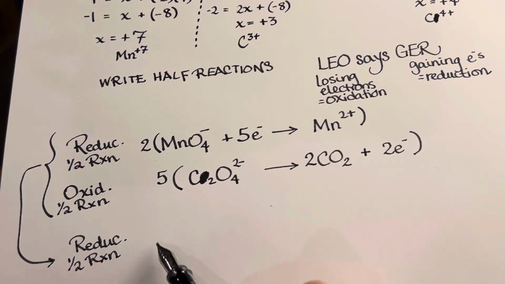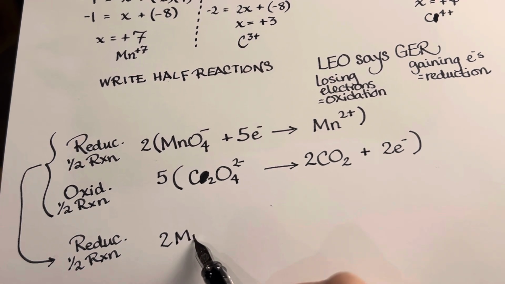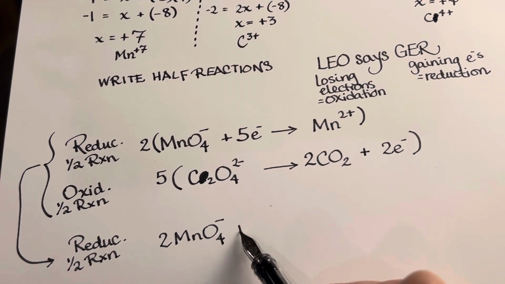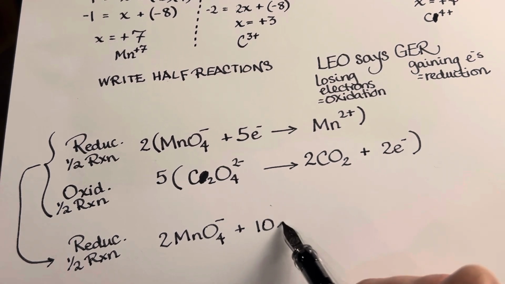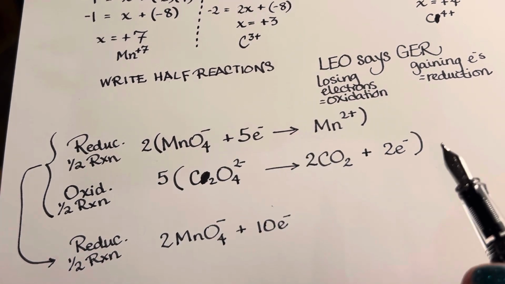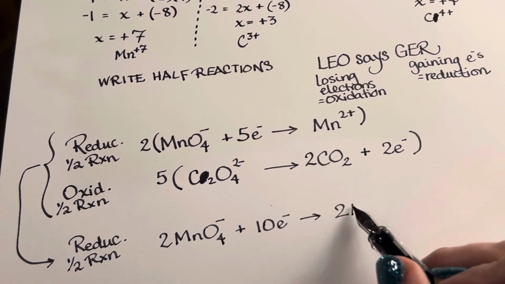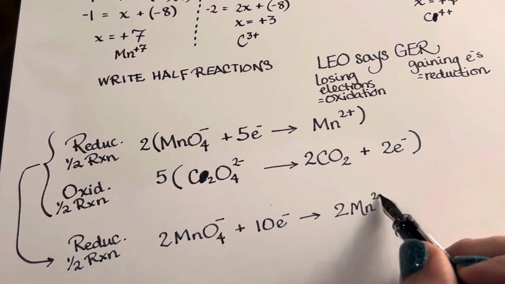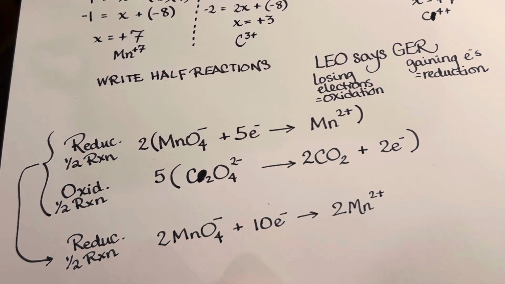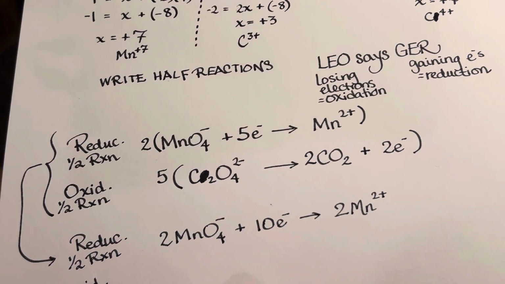Okay, so our reduction half reaction now looks like this. We have 2 MnO4⁻ permanganate plus 10 electrons. This 2 distributes all the way through. 2 manganese is 2 Mn²⁺. Okay, how about this 5 for the oxidation half reaction?